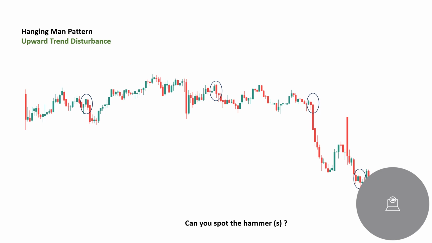Second one, if you can see, the body is a little bit larger and the wick is very small, so we'll not consider that as a hanging man pattern either. The third one is a perfect example of a hanging man.